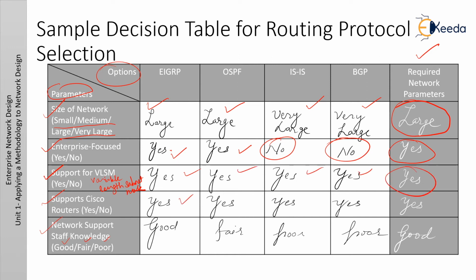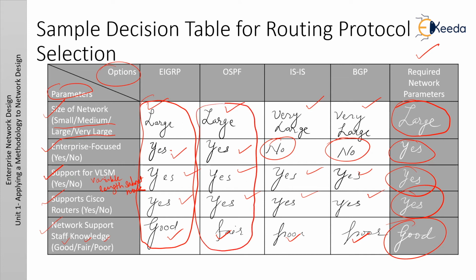Support Cisco routers? Yes in all cases. So yes is also required. So we can select anything. Network support staff knowledge: good, fair, poor, and poor. So we need good knowledge. So on the basis of this: large, yes, yes, yes, and good. So EIGRP is a good possibility, and OSPF is also a good possibility, but this is the alternative. This is good, and this is the alternative. Okay, so we use it likewise. Fine.